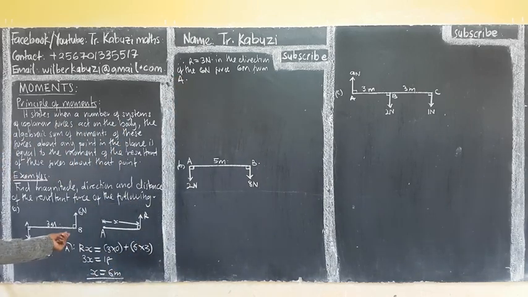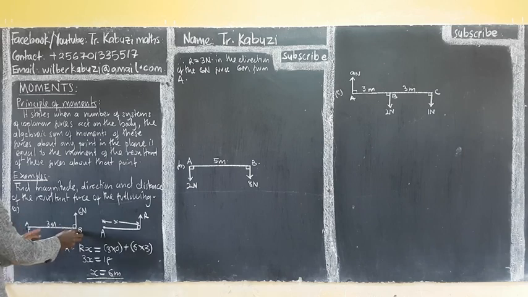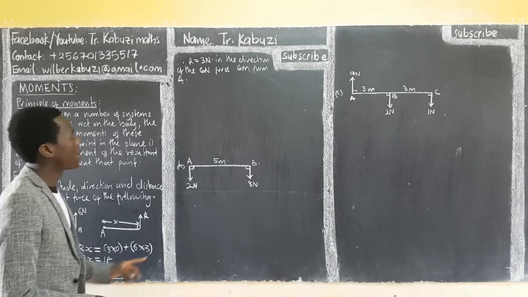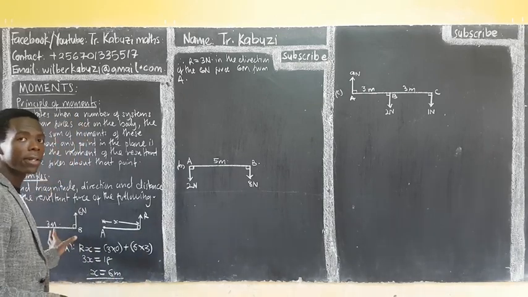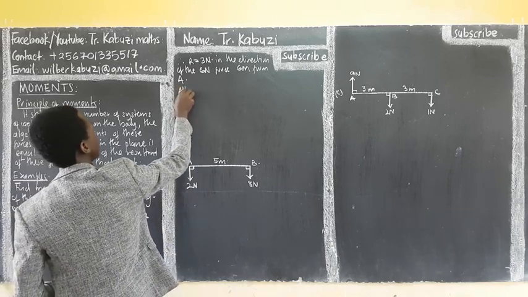Even if now someone says, what if I take moments from here? No problem, you take them from here. If I take them from here, now they are going to be clockwise. I'll have 3 times this, which will be 9, then you get the distance. It's up to you, then you substitute there. That's okay. Then you see here, because this is not a couple, but let me put an alternative.